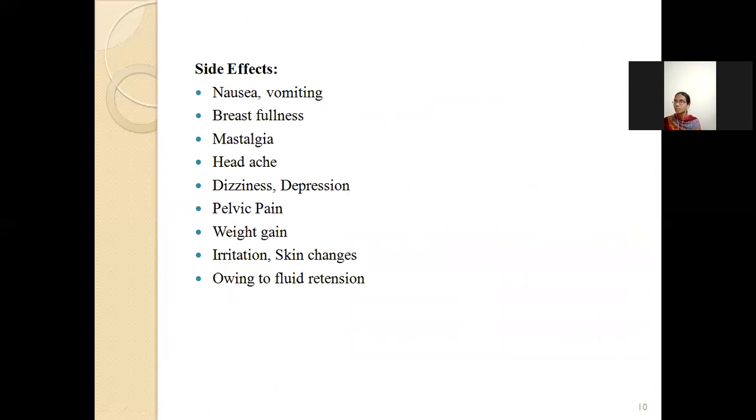So what are the side effects? That is nausea, vomiting, breast fullness, headache, feeling of dizziness, and sometimes the person can also go into depression, pelvic pain, sudden weight gain, irritation, skin changes, and fluid retention. So these are the side effects of oral contraceptive drugs.